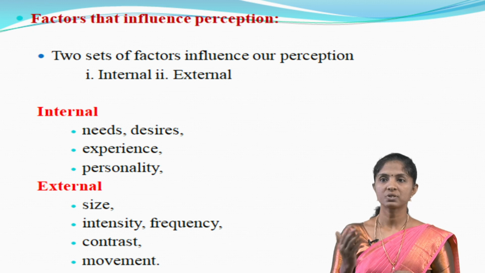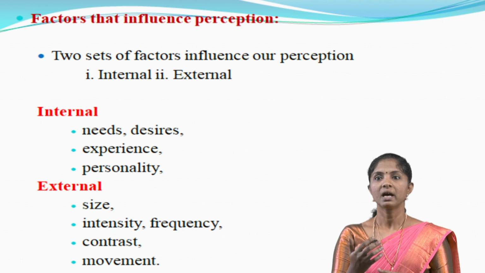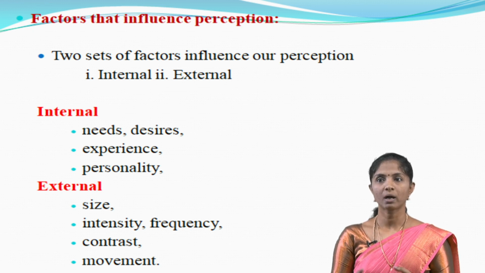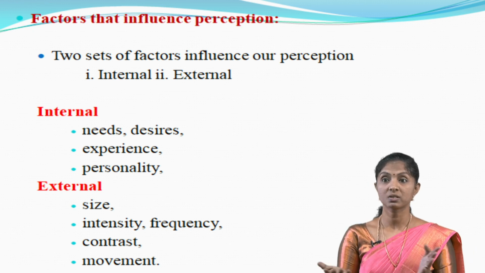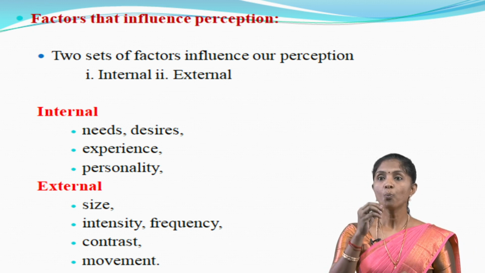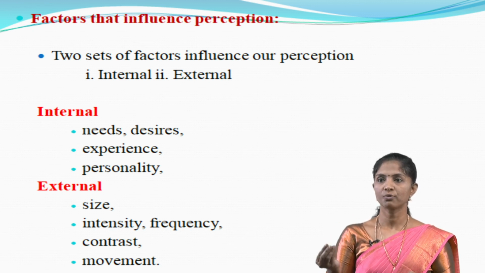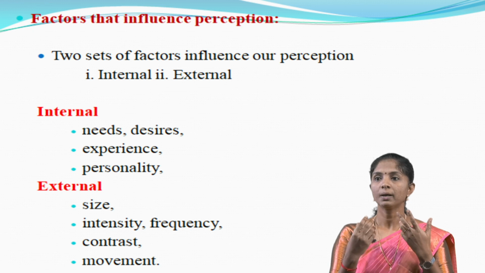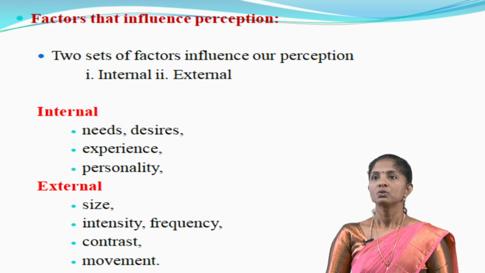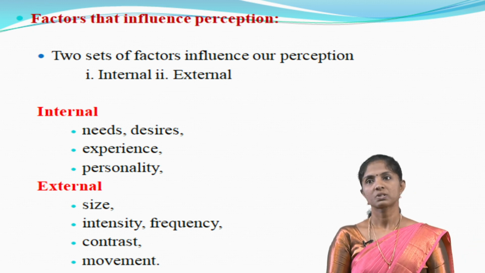Contrast, opposite, different things. While driving on the highway, there is nothing but dry land on both sides. But suddenly you see a beautiful lake, your perception is aroused. So movement, the last one, is movement. Movement is also another factor that influences perception. If a man runs out of the jewellery mart, nearly all the people perceive him. So these are the internal and external factors that influence perception.